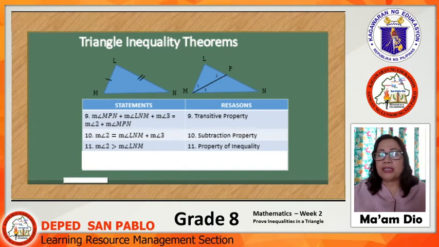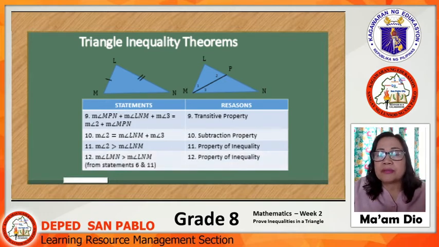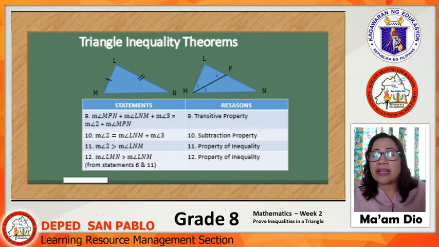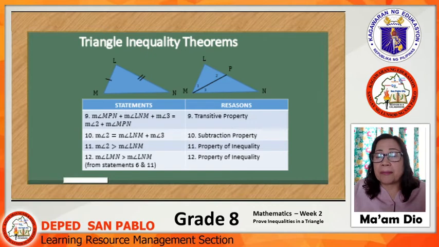Okay? That would be statement number 11. And then for statement number 12, therefore, the measure of angle LMN is greater than the measure of angle LNM. Remember that angle LMN is the measure of angle 2. From statements number 6 and number 11, this is by the property of inequality. Okay, that the measure of angle LMN is greater than the measure of angle LNM.